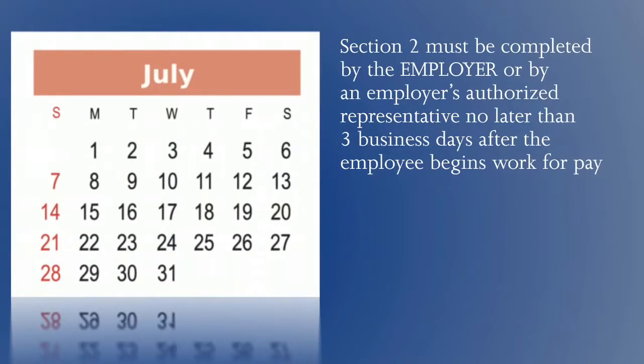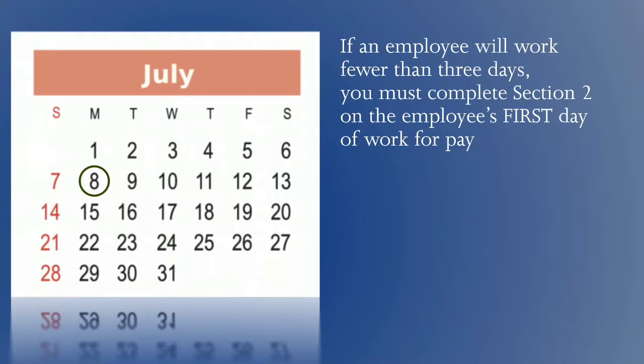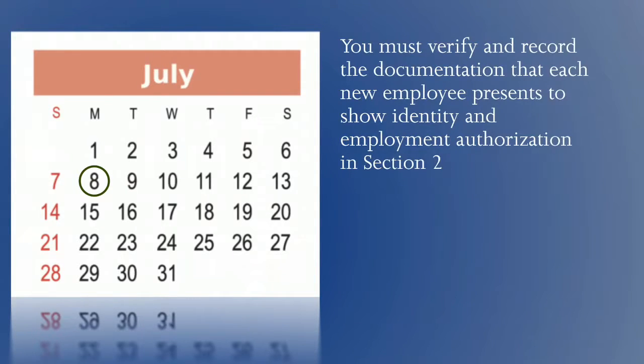Section 2 must be completed by the employer or by an employer's authorized representative no later than 3 business days after the newly hired employee begins work for pay. For example, if a new employee starts on a Monday, their Form I-9 must be completed by Thursday. If an employee will work fewer than 3 days, you must complete Section 2 on the employee's first day of work for pay.